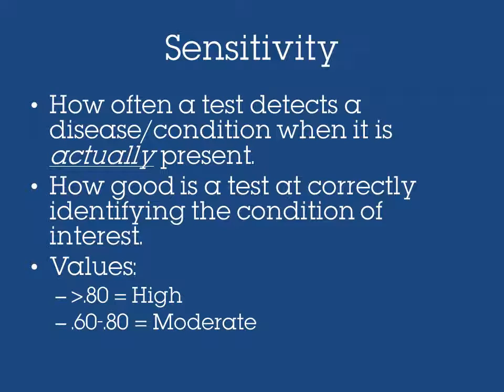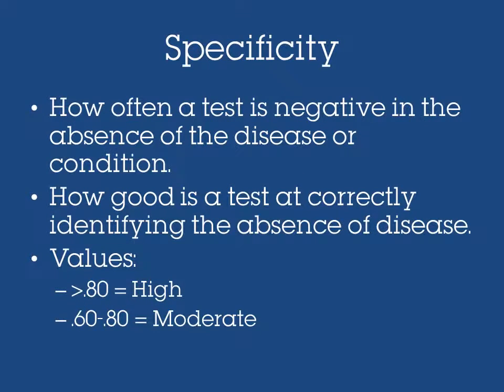And when we look at the values, if you have a sensitivity of above 0.8 or 80%, that's considered high. If you have a sensitivity between 0.6 and 0.8, that is considered moderate. Anything below 0.6 is considered poor, and we really don't want to concern ourselves with tests that have below 0.6 sensitivity.